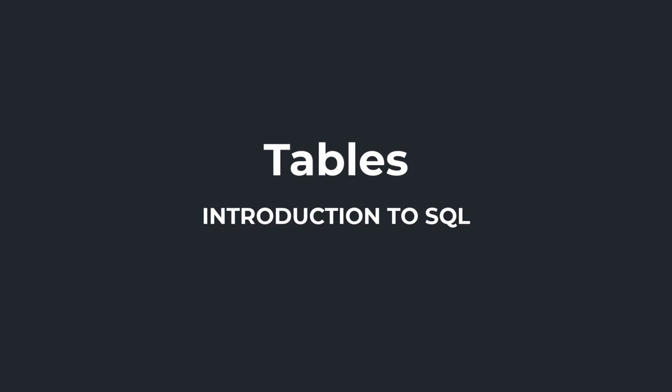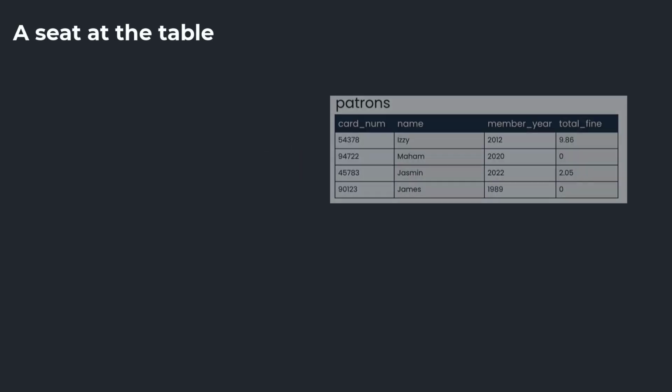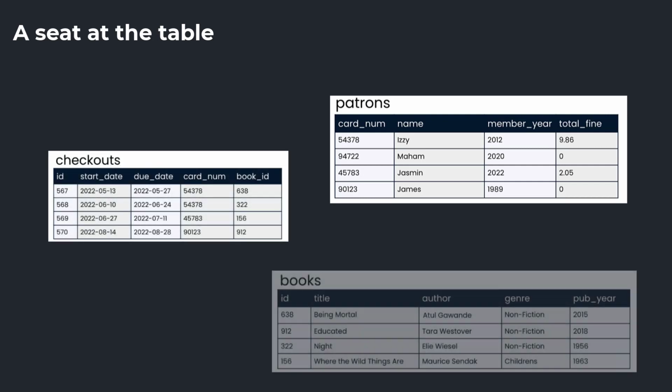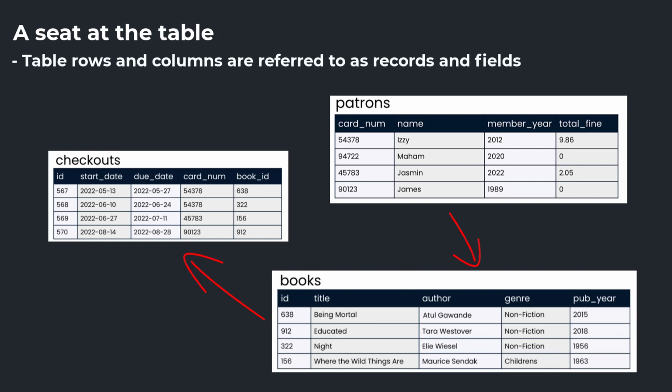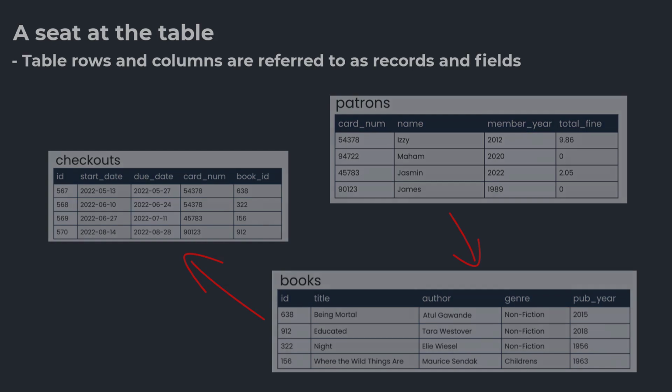Now that we know the basic organization of a database, let's take a closer look at the main building block of databases, tables. We saw in the previous lesson that databases are organized into tables, which hold related data about a particular subject. As we've seen, tables are organized into rows and columns. In the world of databases, rows are often referred to as records and columns as fields. A table's fields are limited to those set when the database was created, but the number of rows is unlimited.